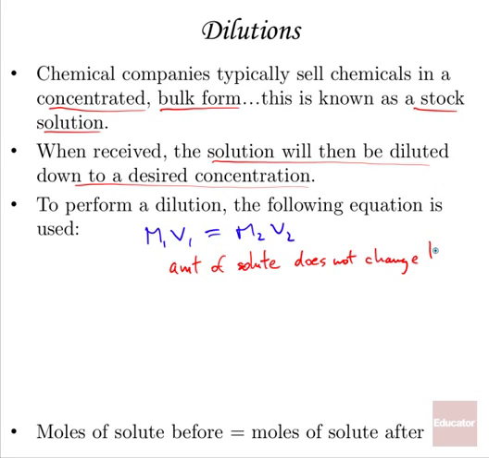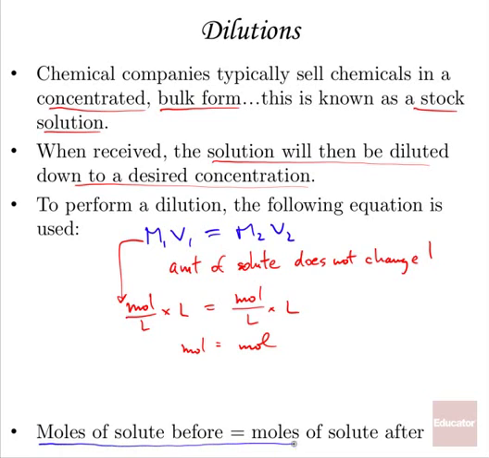And we can prove this mathematically. Because when I take molarity, which is moles over liters, and I multiply by V1, which is liters, look what I get at M2V2. M2 is moles over liters, and times liters. And so moles is equal to moles. And so once again, everybody, in a dilution, the moles of solute before equals the moles of solute after.